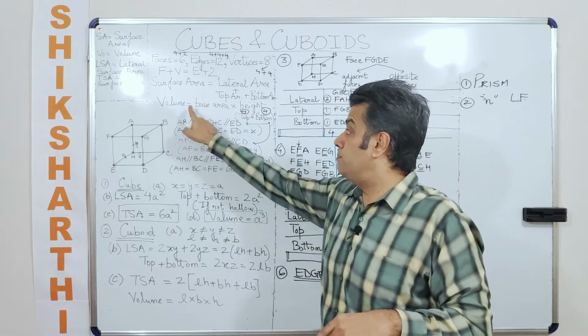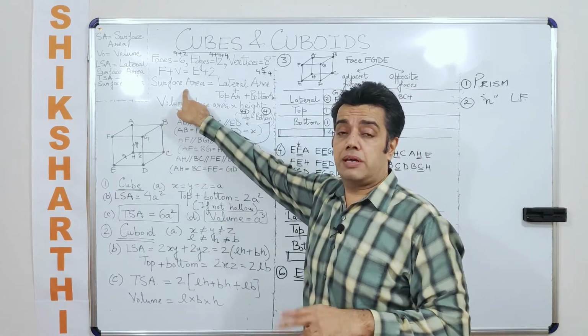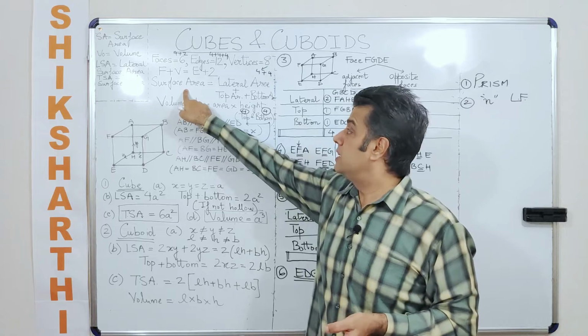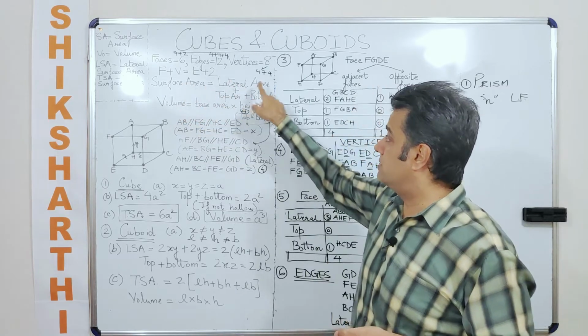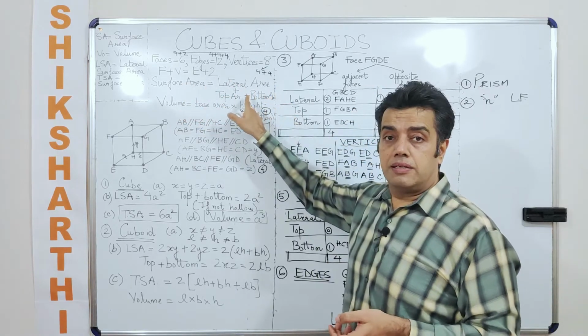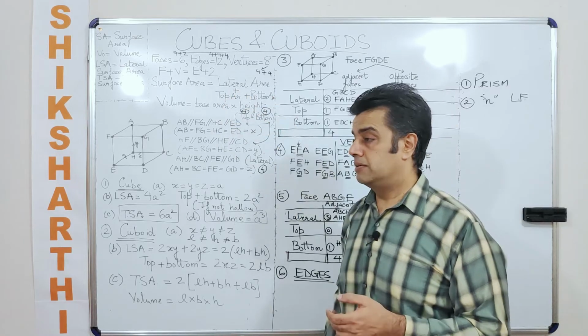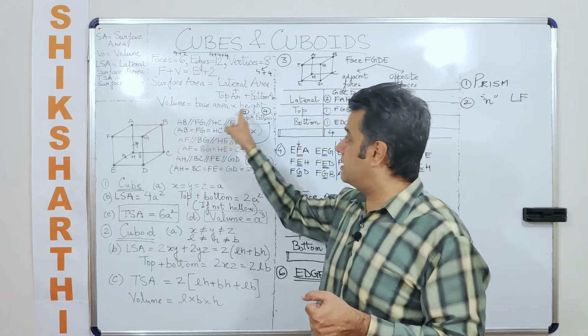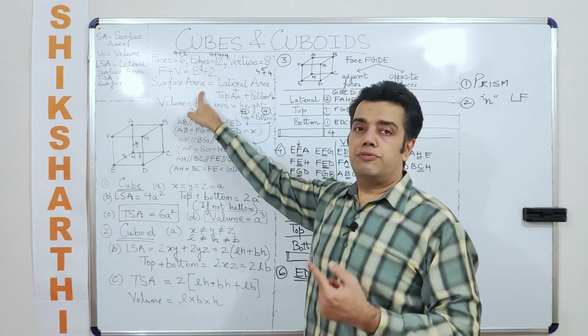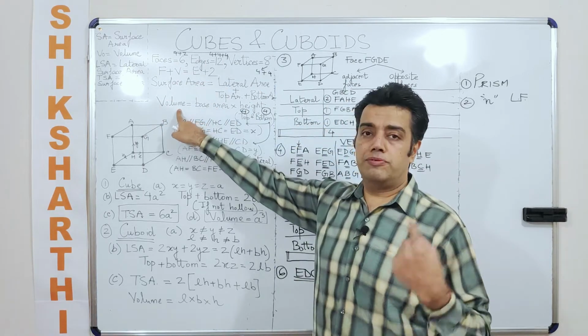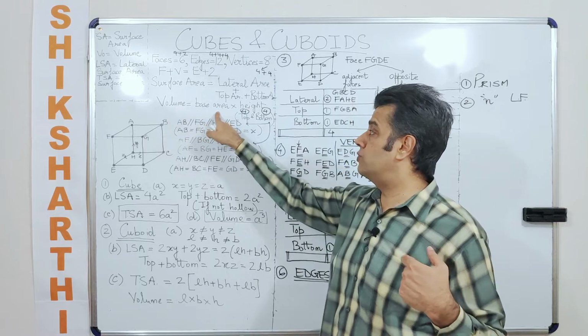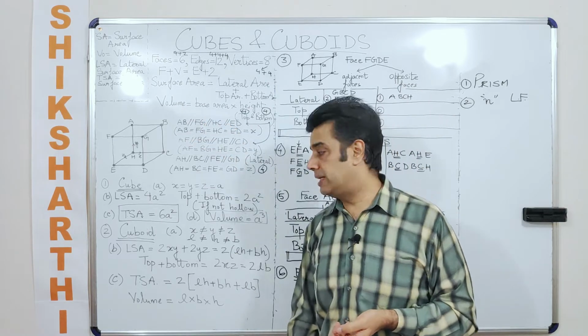Okay. Now what is the volume of a prism? We are basically talking about a prism. What is the surface area of a prism? The surface area of a prism would be the lateral surface area plus the top area plus the bottom area. So this in generic becomes the surface area of a prism. And the volume of a prism here is what? The base area into height.